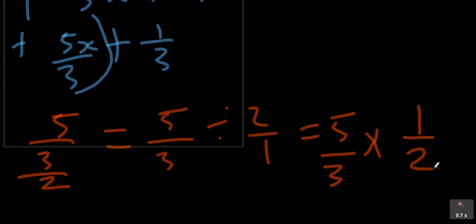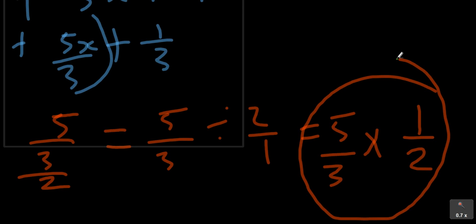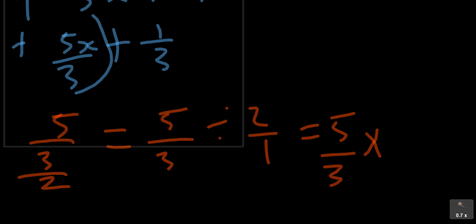Whenever you're dividing a fraction by just 2 or 3, you're going to multiply it by a half, a quarter, or 1/3. If you're dividing by 2, just multiply that fraction by a half right away. These fractions cannot be reduced, so we'll just go ahead and multiply them as they are. 5 times 1 gives us 5, and 3 times 2 gives us 6.